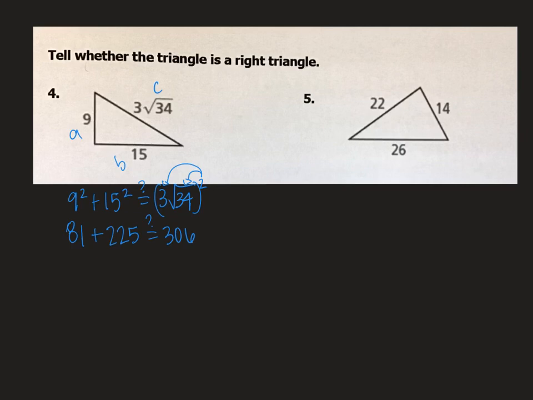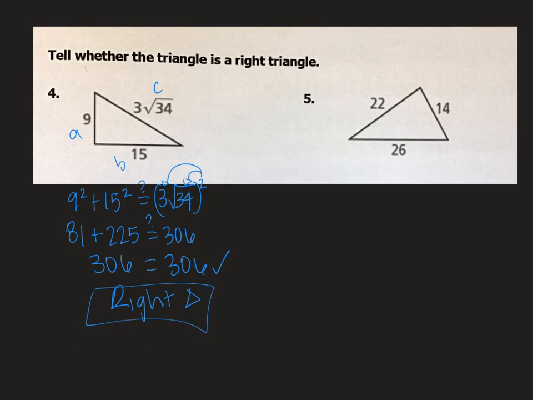And when we add our 81 plus our 225, we get 306. That is equal to 306. So it does form a right triangle.